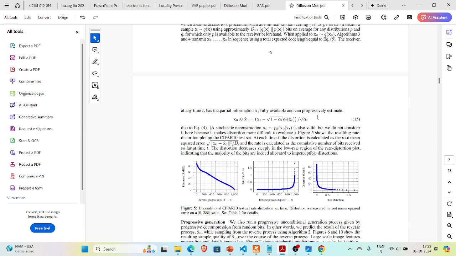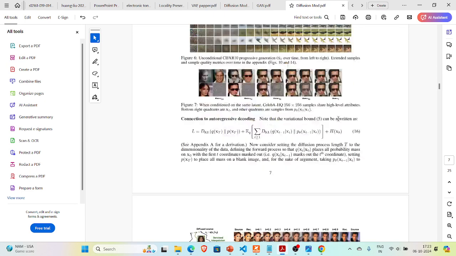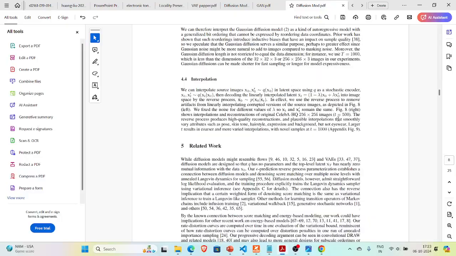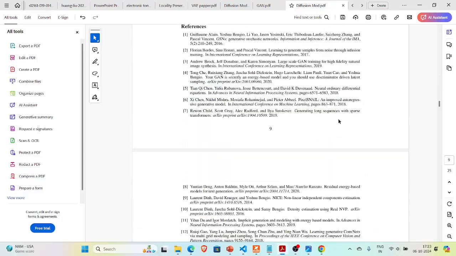This is another important thing. With this you can directly find x 0 from x t without going through the iterative process, because in the iterative process you have to get x t minus 1 first, then x t minus 2, and repeatedly to x 0. But with this formula you can get x 0 directly. Other than that, nothing else is there.